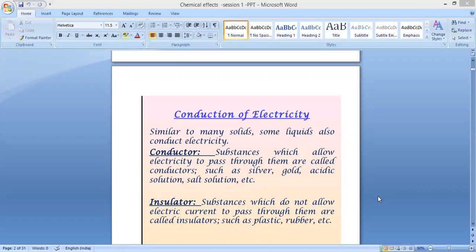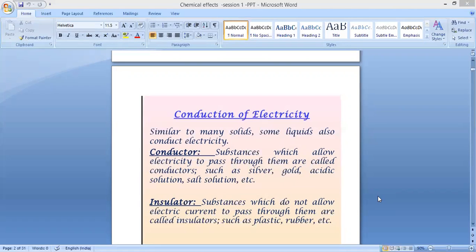First we're going to learn the difference between conductor and insulator. So what is meant by a conductor? Substances which allow electricity to pass through them are called conductors, such as silver, gold, acidic solution, salt solution. Most of the metals are known as conductors. They allow electricity to pass through them.